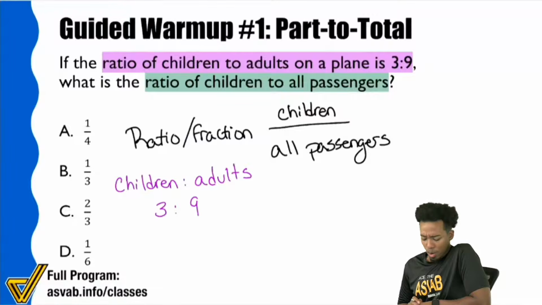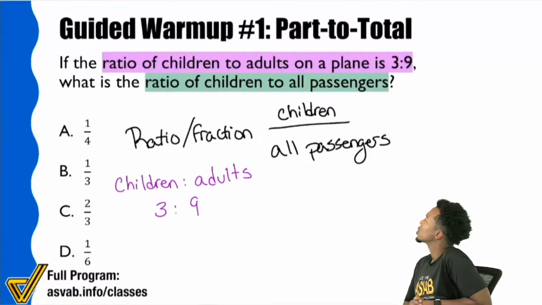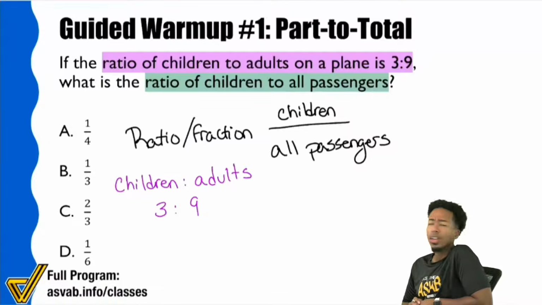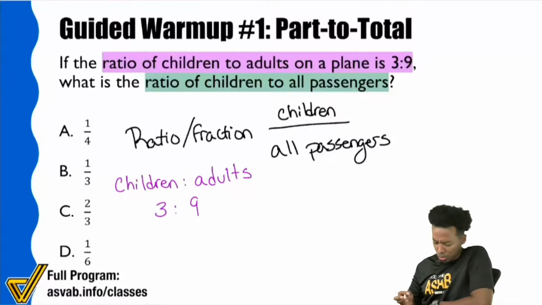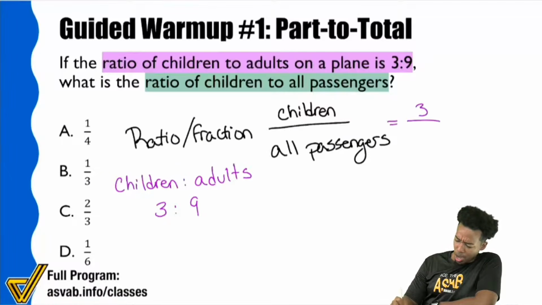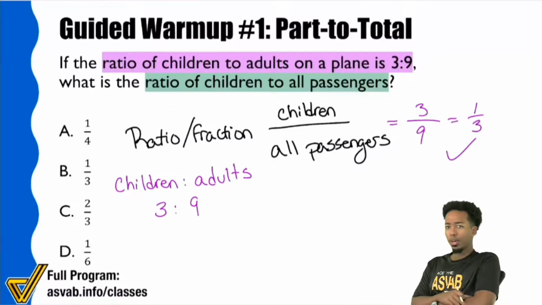Now, everybody, we're looking at the fraction that we have here, children to all passengers. Are we just supposed to put 3 to 9, then simplify it and call it a day? Okay, a lot of us are saying no. Give me a reason why. Why am I not supposed to just say 3 to 9, that's 1 over 3, I'm done? Why is that not the right way to do it?